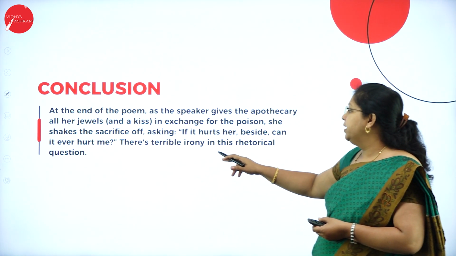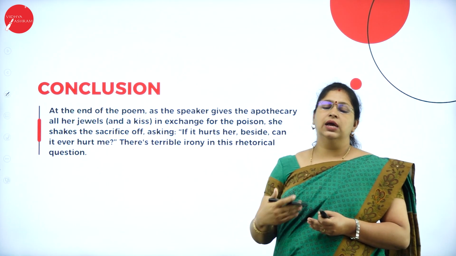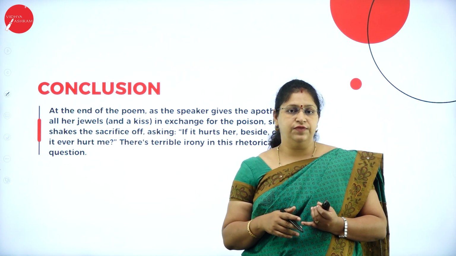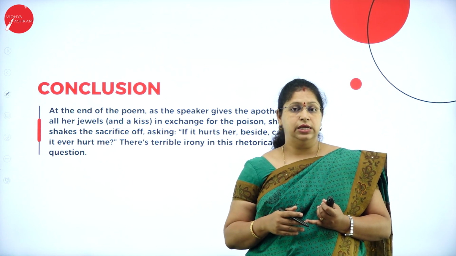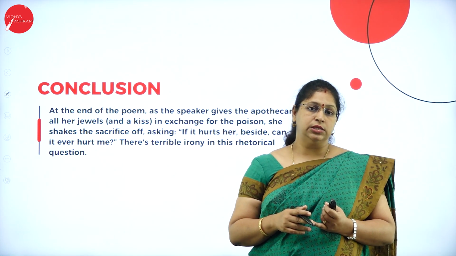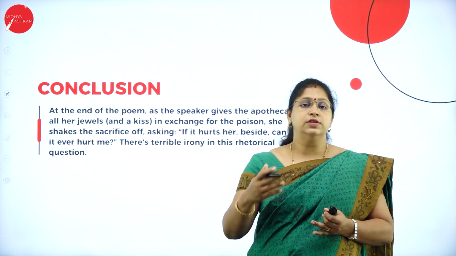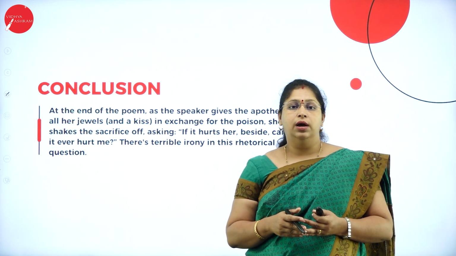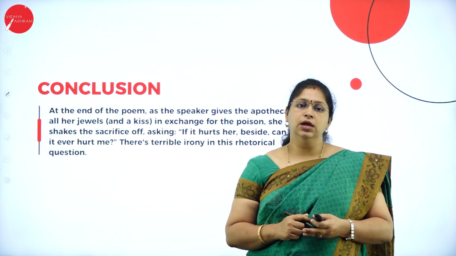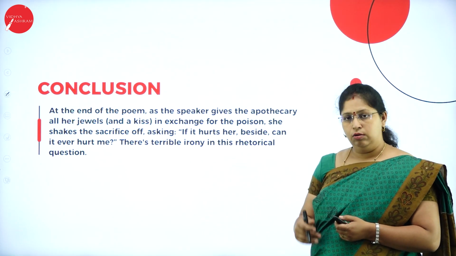There is terrible irony in this rhetorical question, correct? So, there is irony. So, she has two things here. One, she fears that if by mistake she swallows or drinks up the poison, what happens? Or she is afraid that if her enemy takes that and gives the same poison to her, correct? So, this irony, this fear is seen in the poem. Okay. So, this was the conclusion for the poem.